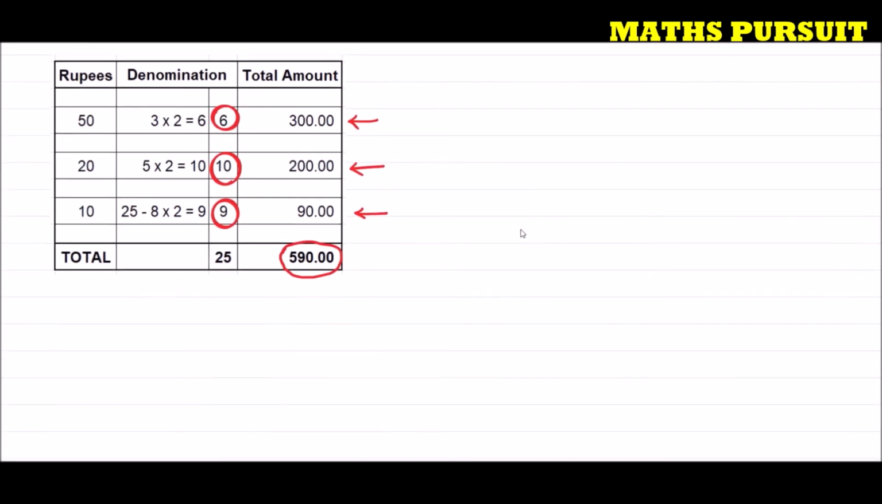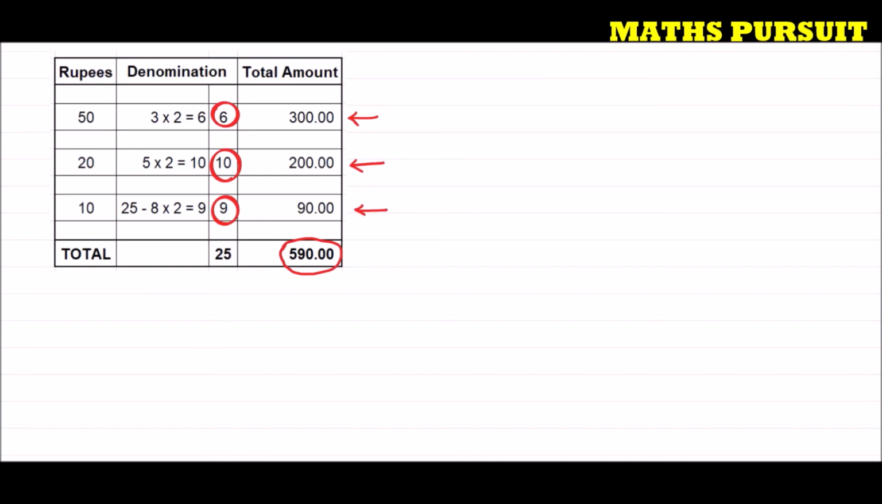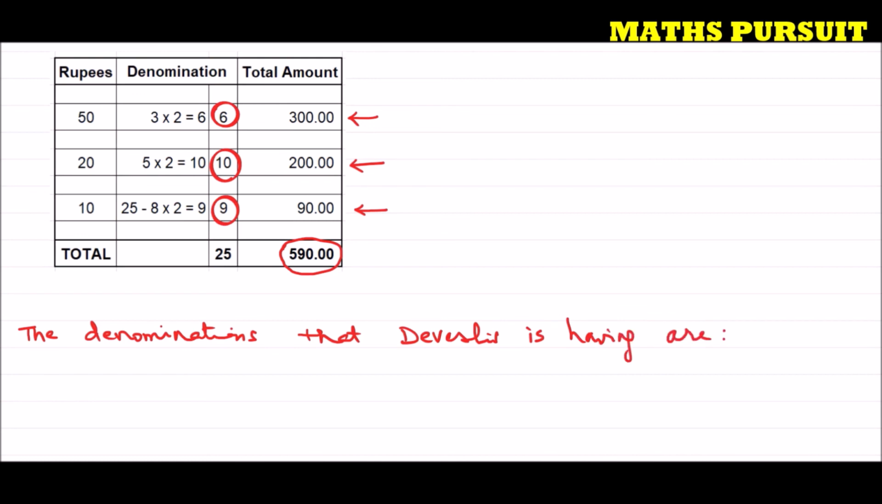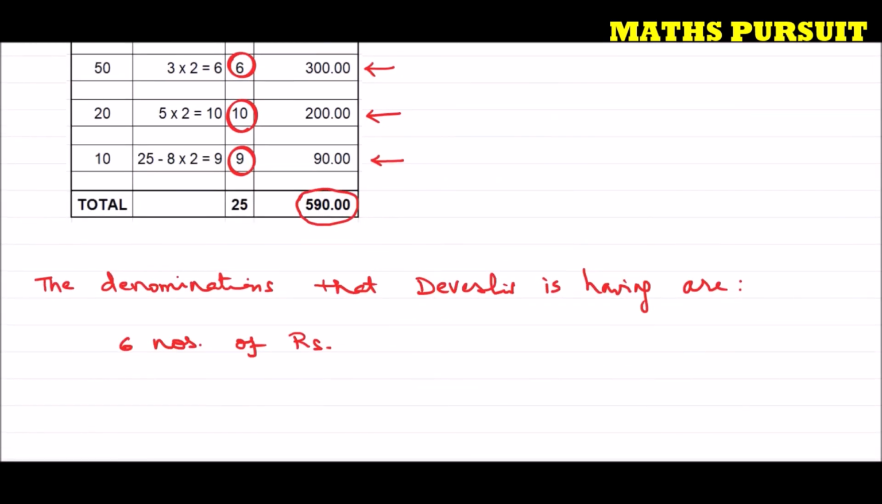So we can now say in our concluding answer that the denominations that Devasi is having are 6 numbers of rupees 50, 10 numbers of rupees 20, and 9 numbers of rupees 10. This is our concluding answer.